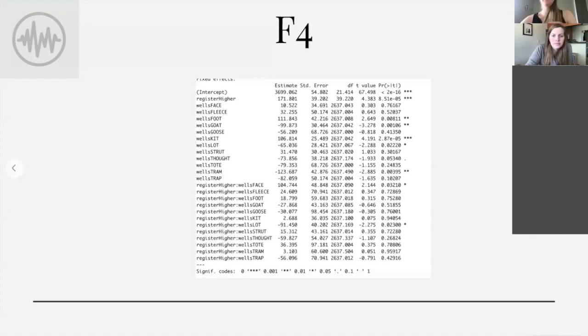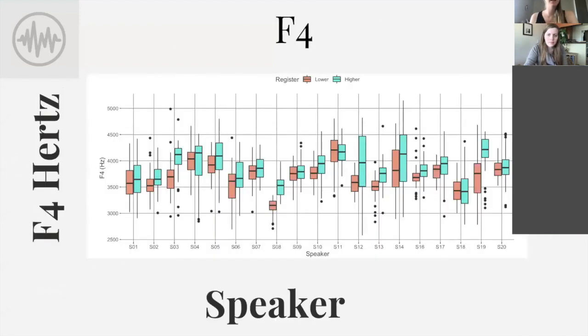Well, I don't fully understand. The estimate of the effect for F4, for example, is 171 hertz. Again, that doesn't show up super well even on this graph, because between these lines, I'm pointing into my screen, not using my cursor, there's a 500 hertz difference here, right? The effect it estimates is 171 hertz for a register difference. I have a hunch that's perceptible.